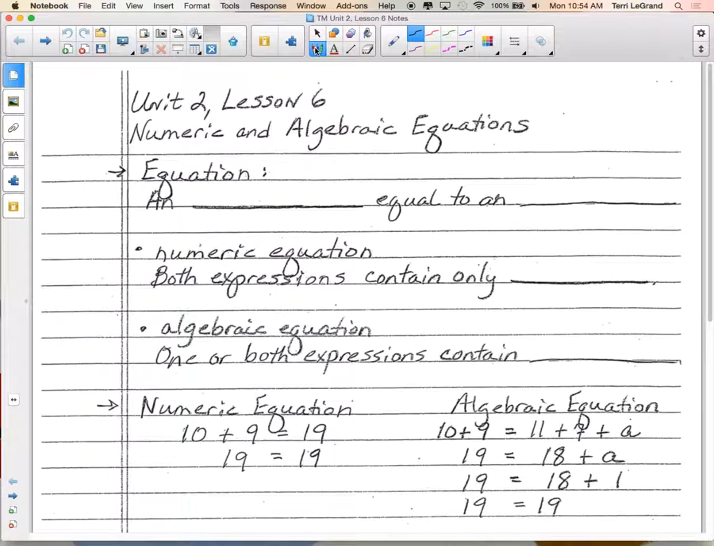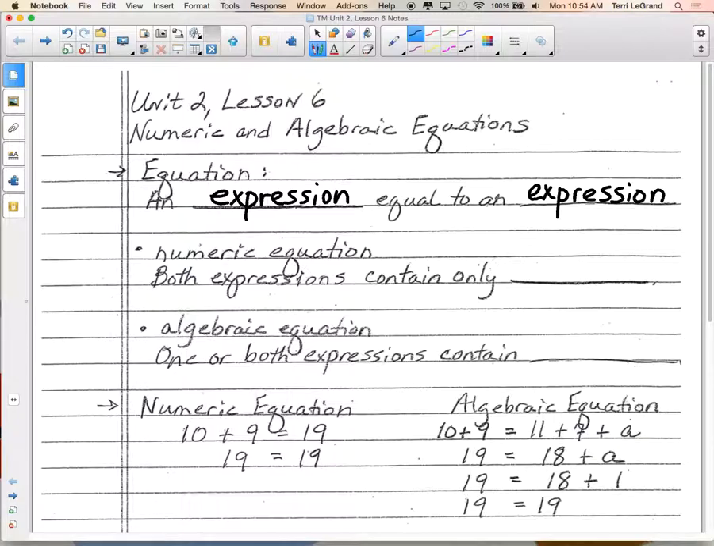So let's start with an equation. This is really important that we understand what makes up an equation. We have an expression on one side equal to an expression. There's an expression on the other side also. So if you have a mathematical phrase that does not have an equal sign in it, it's called an expression, like 2 plus 3.